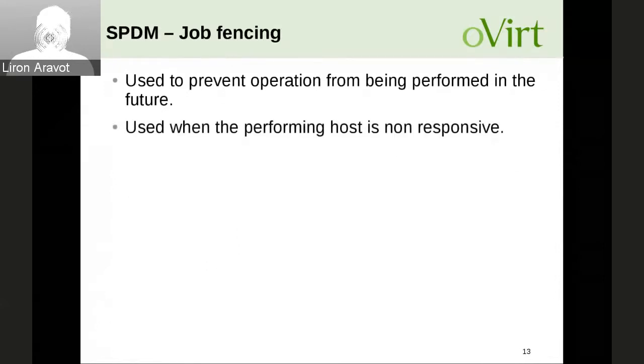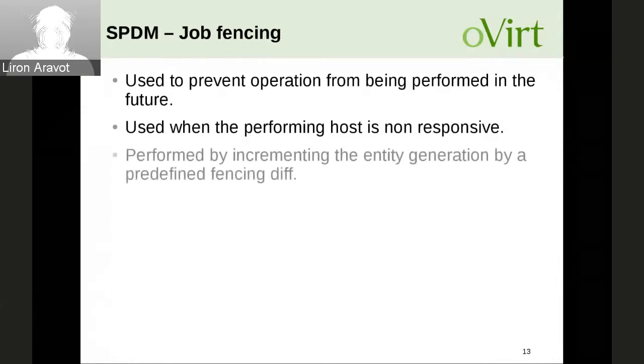So as I said, we use it when the performing host, or more correctly, the host that we sent a request to, is non-responsive. So how do we do that? Basically, as I said, each entity has a generation. Let's assume that we sent a request to host A to copy data between two volumes. Then that request arrived at the host and entered a queue. That host became non-responsive, so the management system has no connection to it.